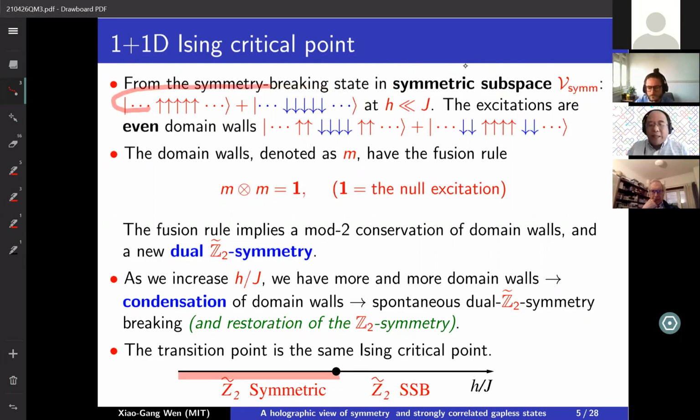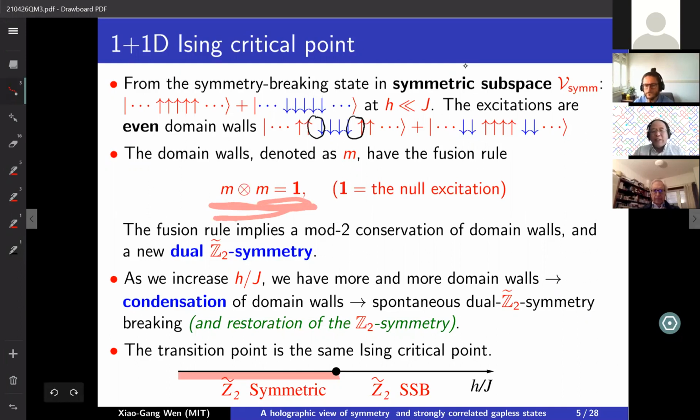And then what are the excitations? The excitations are domain walls: we can flip a segment of spins, plus this spin-flipped partner. Okay. So from here we see that there are two domain walls. Okay. And these two domain walls also have this fusion rule. Two domain walls annihilate and become nothing when they get close to each other. Okay. So therefore, from here you can see that the mod 2 conservation of domain walls also gives us a Z2 symmetry, which we call the dual Z2 symmetry.